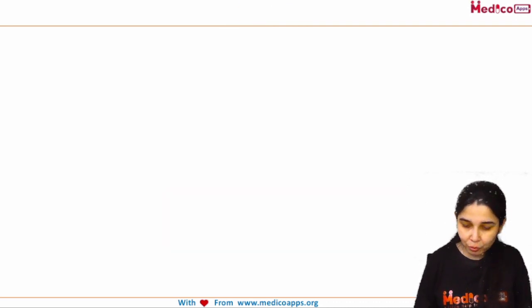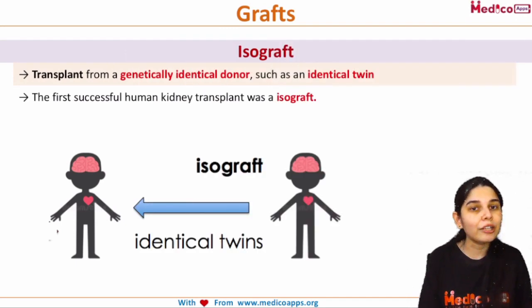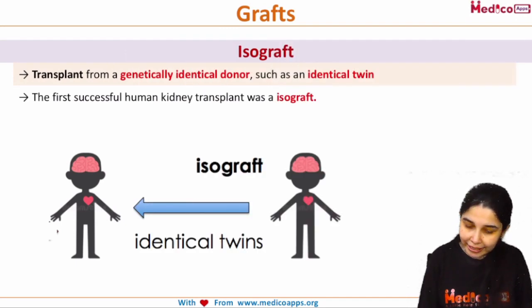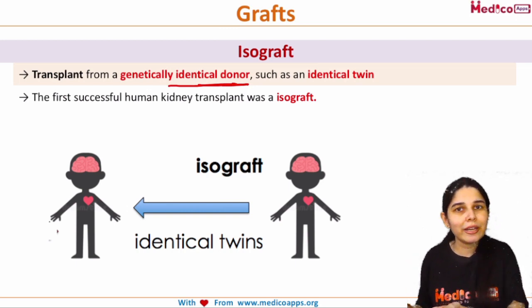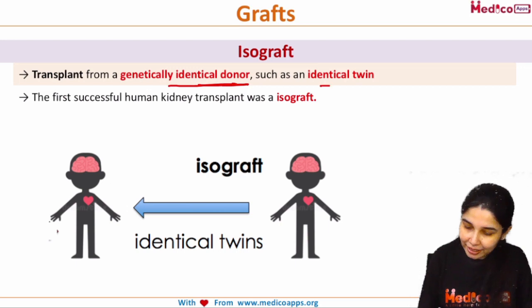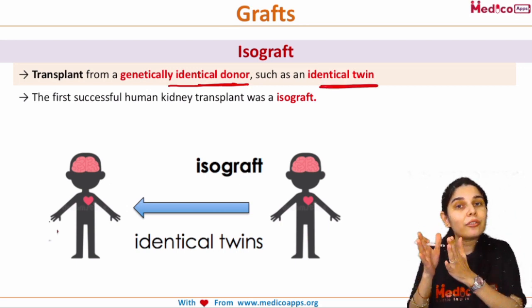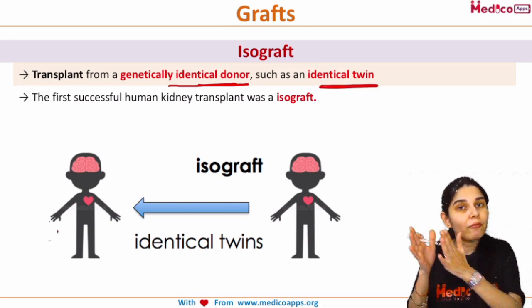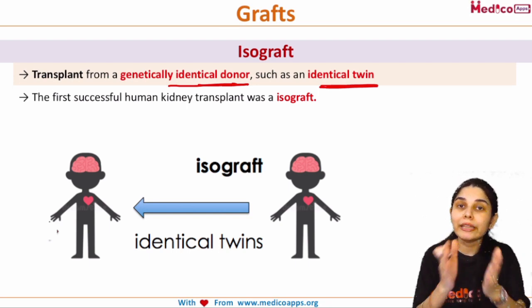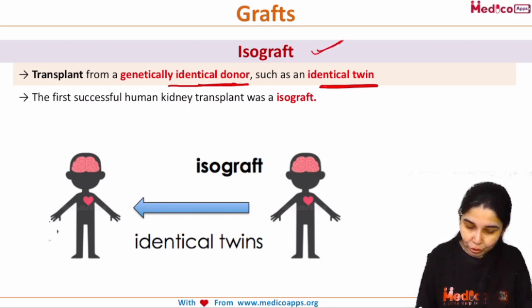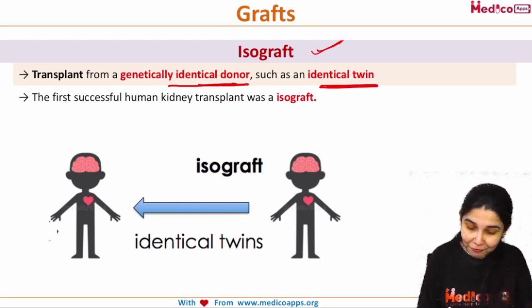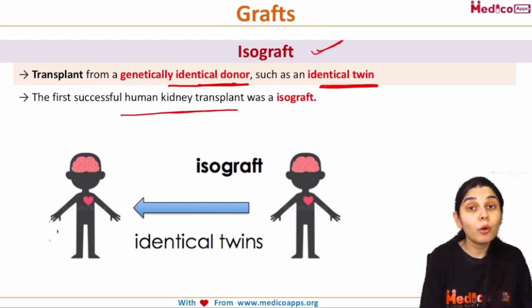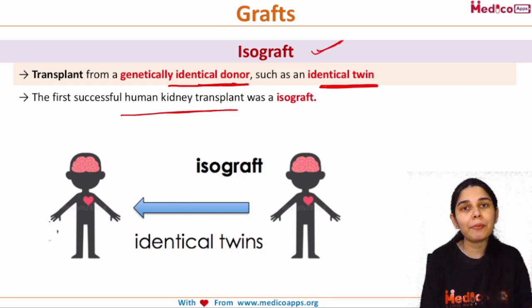The last option was the isograft. An isograft is when the donor is genetically identical. What is a genetically identical donor? That means identical twins. When tissue is transferred from one twin to another twin, that is what you call an isograft. Please do remember this also: the first successful human kidney transplant was an isograft example.